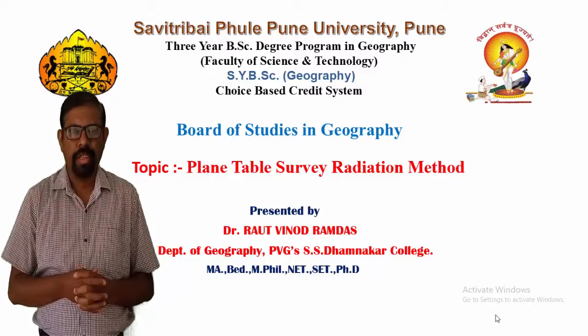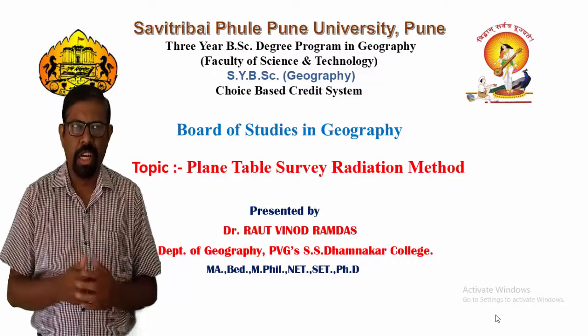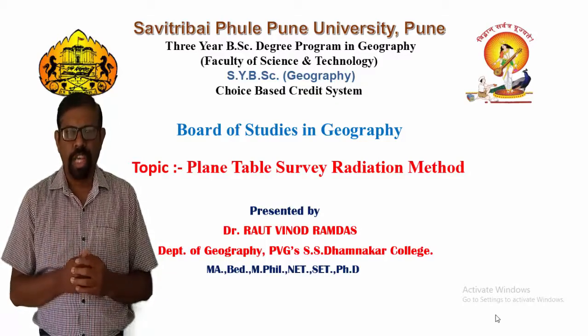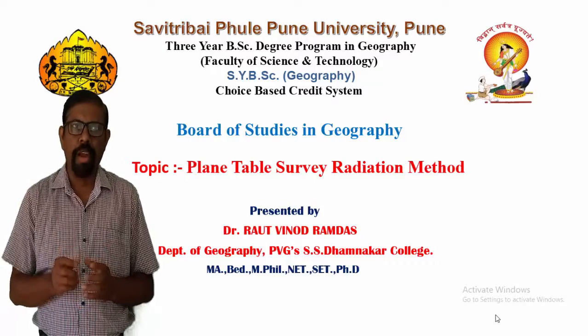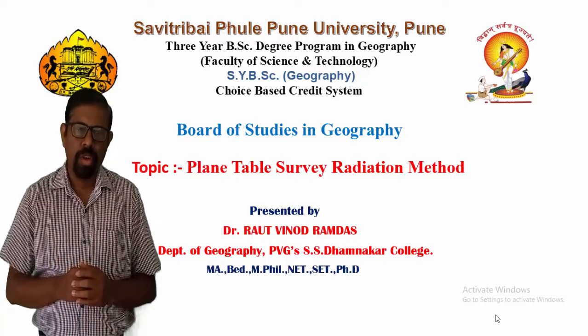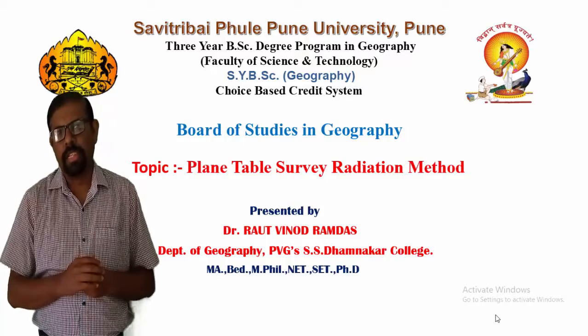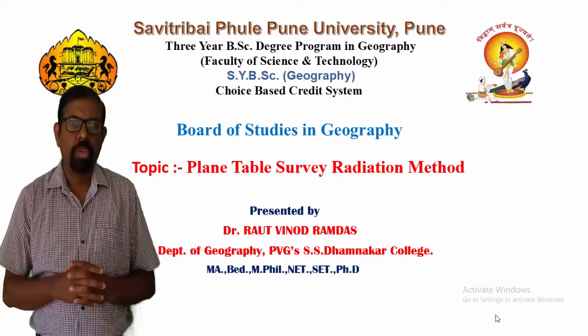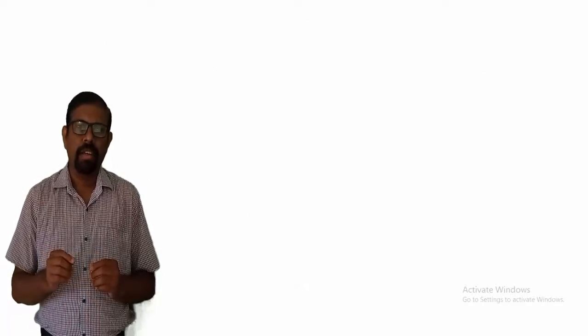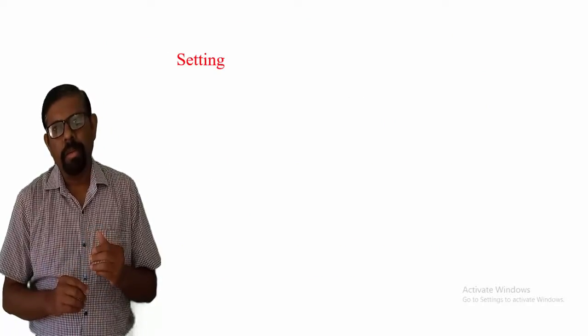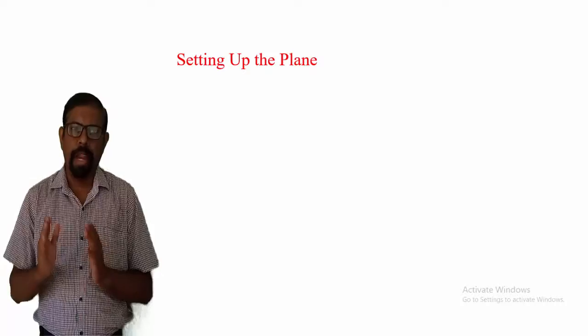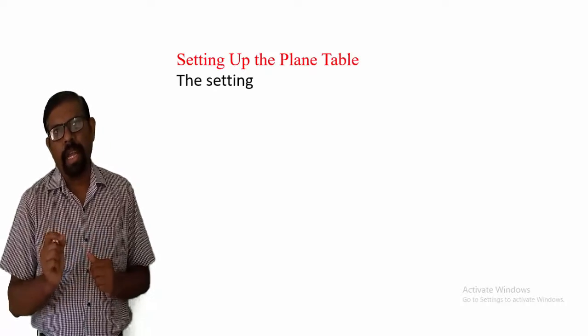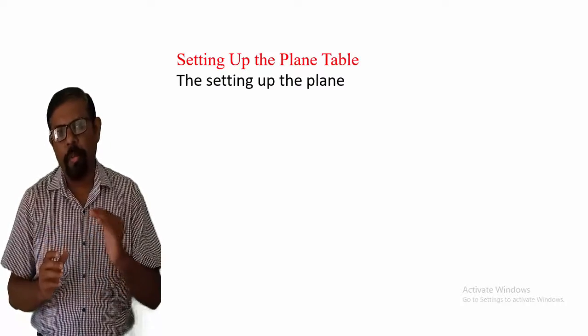Dear students, in my previous lecture, we discussed the survey and instruments used in plane table survey. Now, today we discuss the plane table radiation method. In this plane table radiation method, these are the three main principles: the setting of the plane table. The setting of the plane table includes the following three operations.